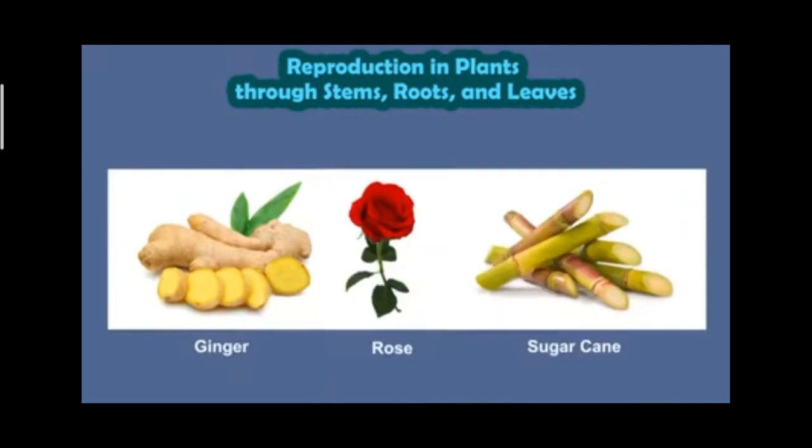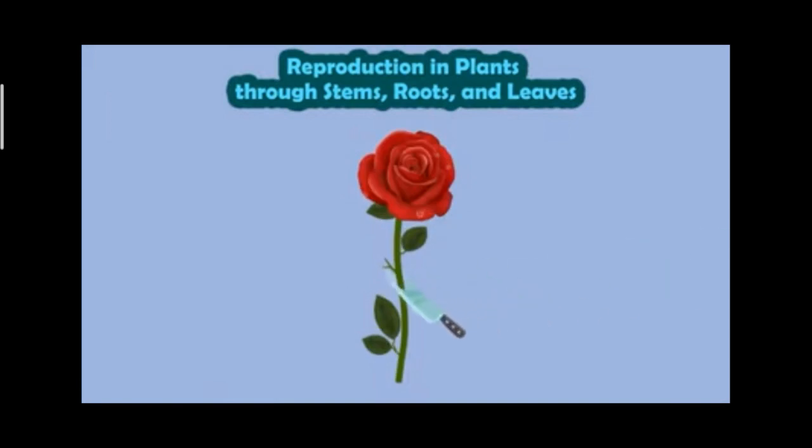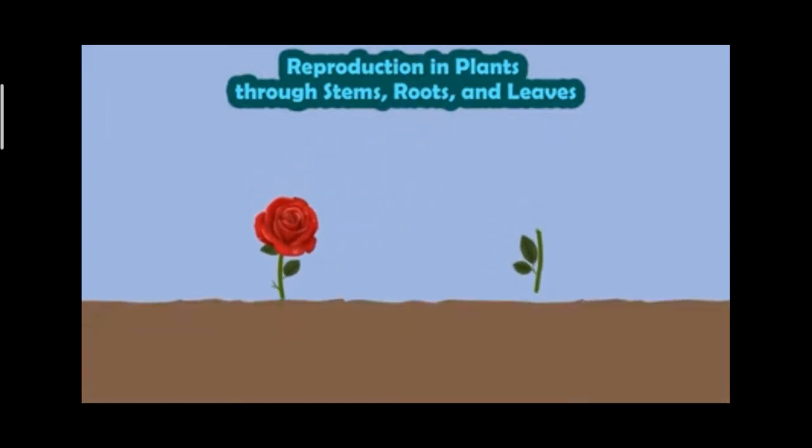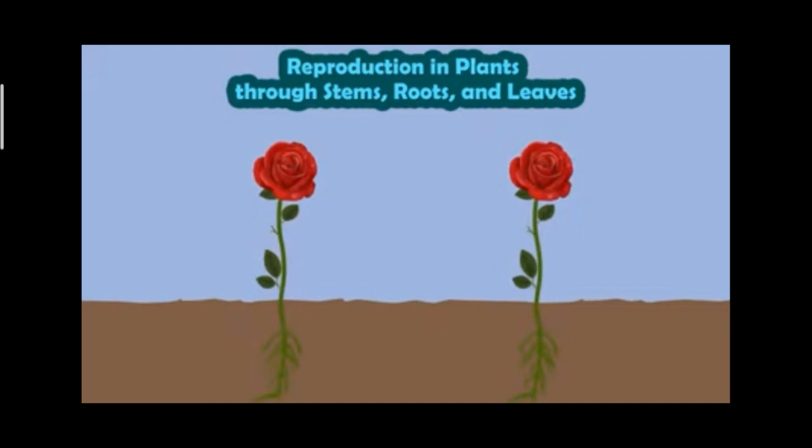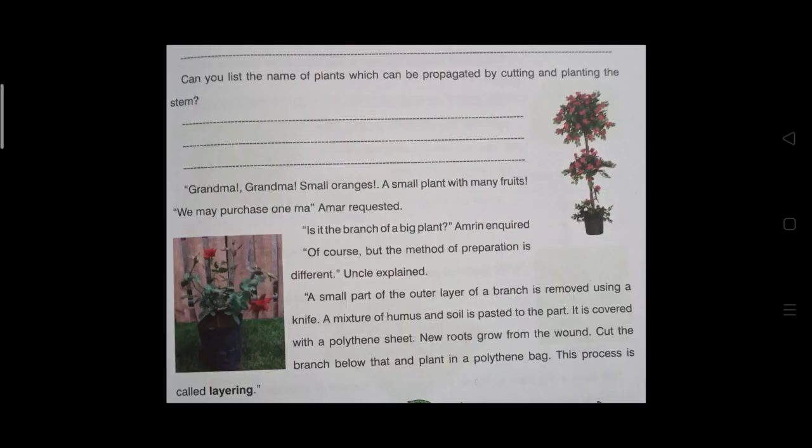Ginger, rose and sugarcane are also reproduced through stem. When we plant the stem of a rose plant, it will grow into a new plant. Can you list the names of plants which can be propagated by cutting and planting the stem? Some examples we have discussed now. Can you give some more examples of stem cutting plants? Rose we have discussed here, potato, ginger and all.